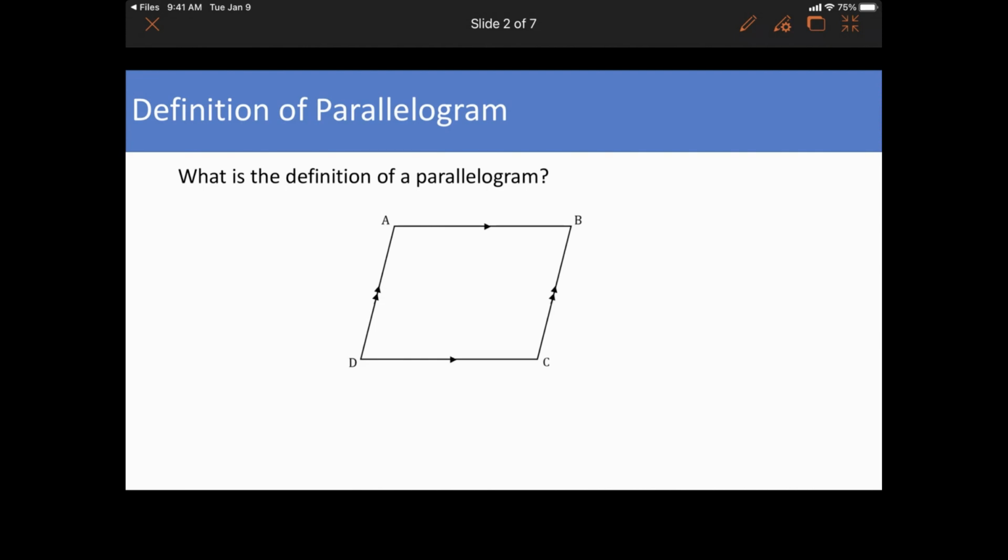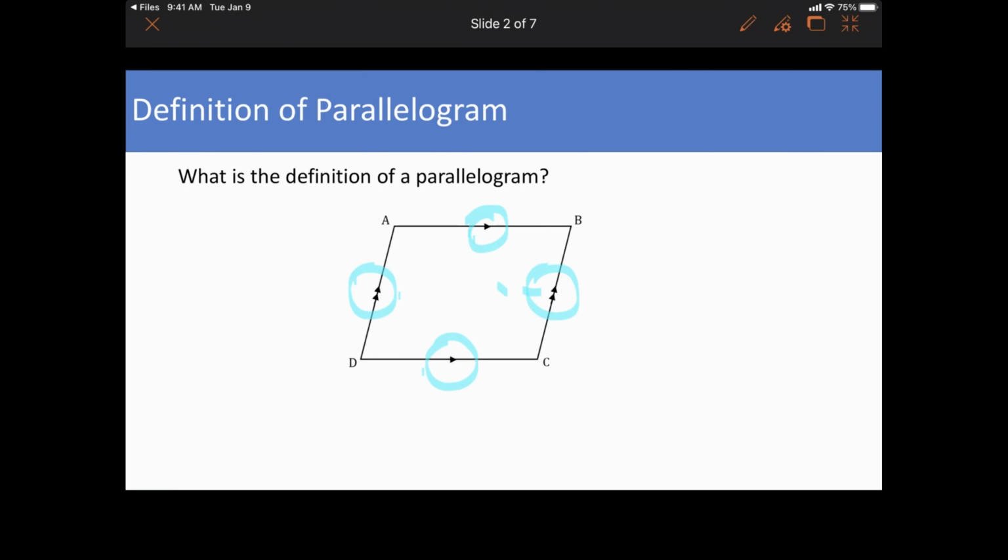So by definition, a parallelogram is a quadrilateral with two sets of parallel sides. And we can see the parallel sides that are marked. It's the opposite sides that are parallel. These are parallel, having one marking or one arrow, and then these two are parallel, having two arrows.